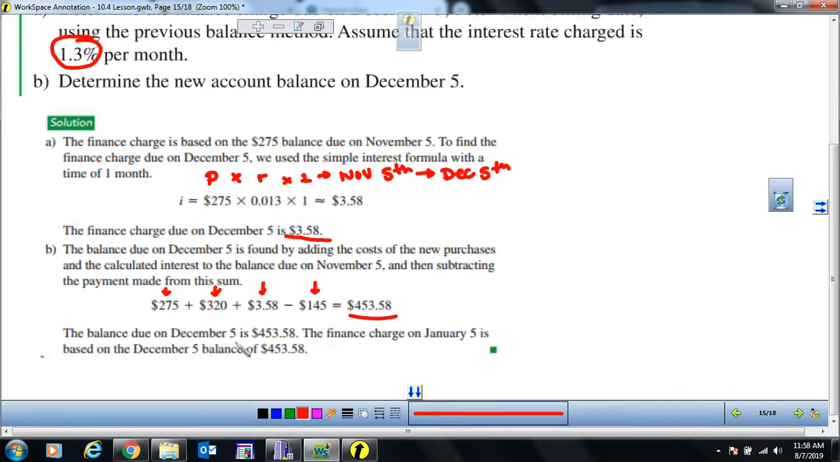So the balance due on December 5th is $453.58. The finance charge on January 5th is based on the December 5th balance of $453.58.